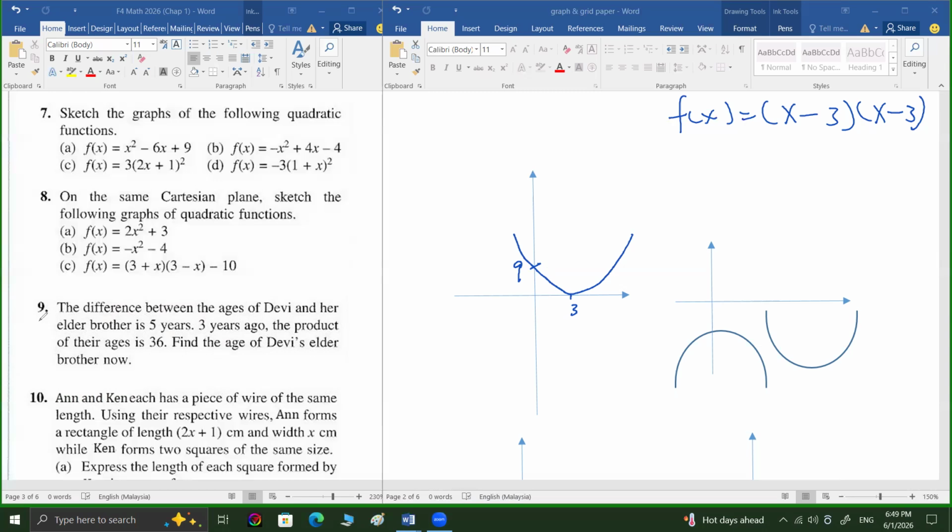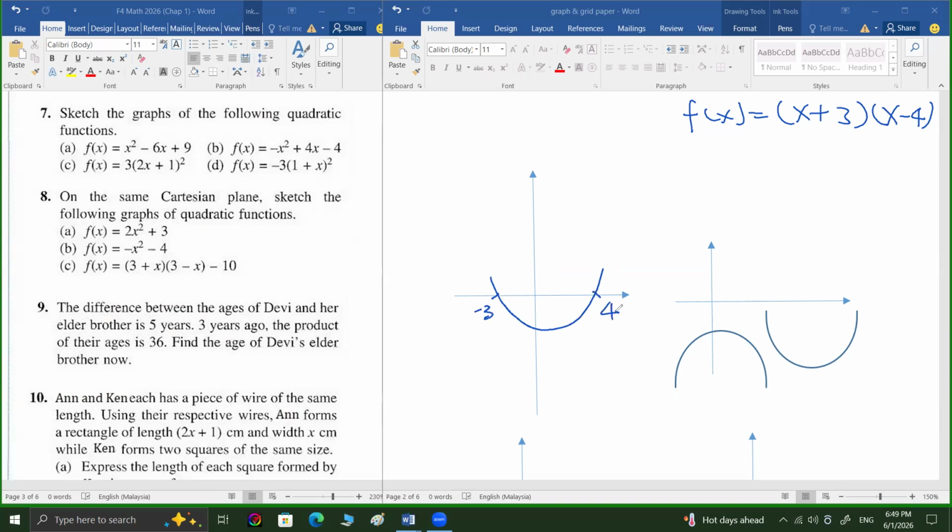Okay, 2 roots. After you factorize, positive 3. Positive 3 means negative 3. The roots are opposite ones, remember? Okay. Next, 3 times negative 4, negative 12. Done. This one has different roots. Got what I mean? Or maybe you have it like this.